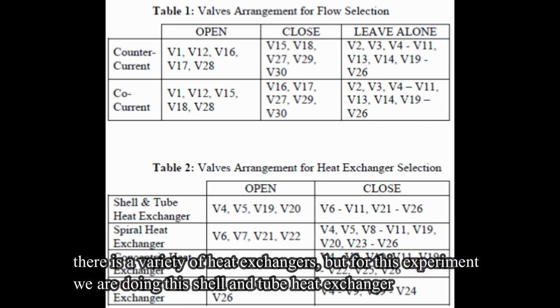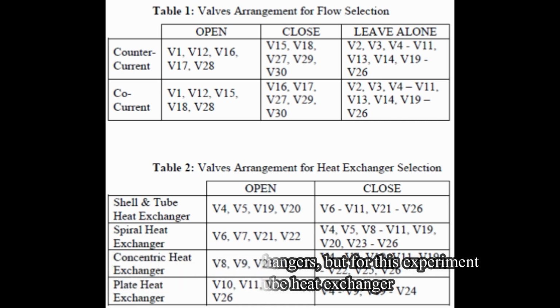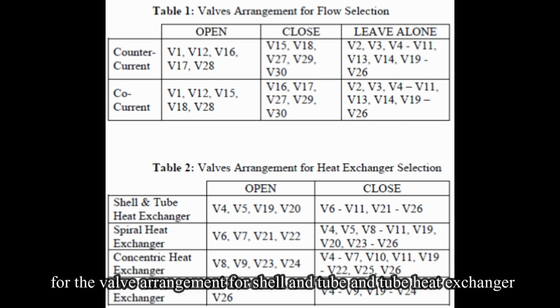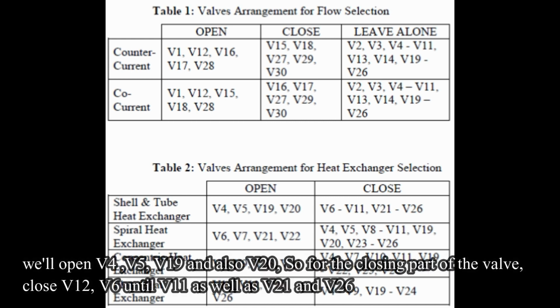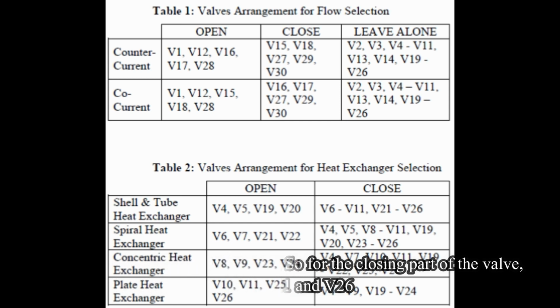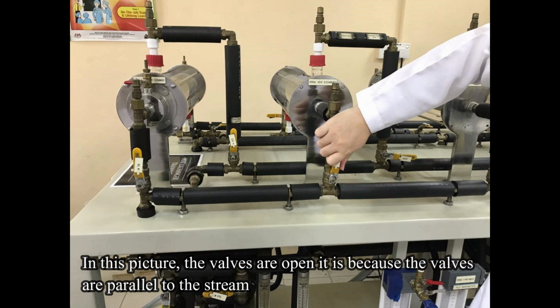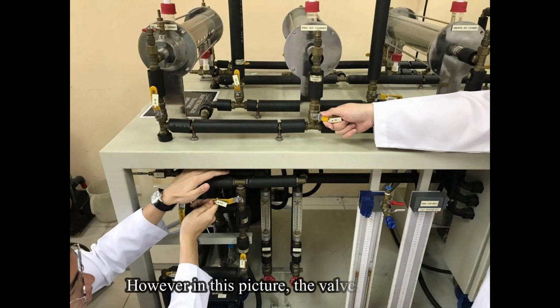There is a variety of heat exchangers, but for this experiment we are doing this particular shell and tube heat exchanger. For the valve arrangement for the shell and tube heat exchanger, we'll open V4, V5, V19 and also V20. For the closing part, we'll close V6 until V11 as well as V21 until V26. In this picture, the valves are open because the valves are parallel to the stream. However, in this picture, the valves are closed.